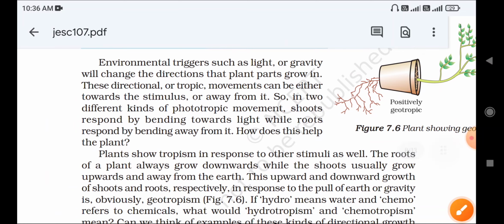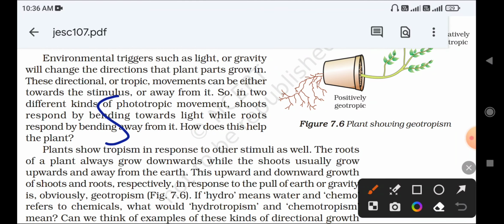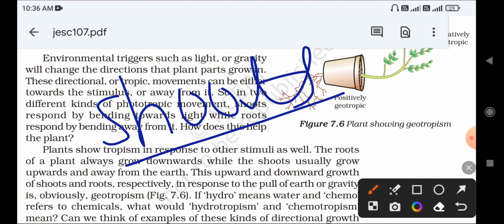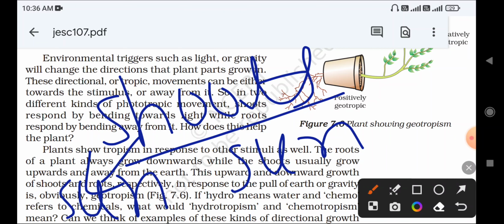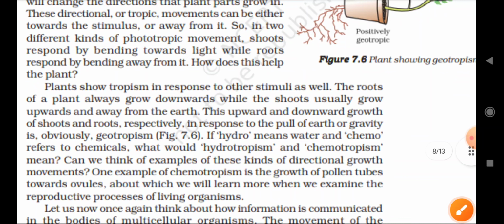What is phototropism? The shoots bending towards the sun, and roots bending away from it, is called phototropism. Very important definition. In your annual exam they will definitely ask what is phototropism, right?